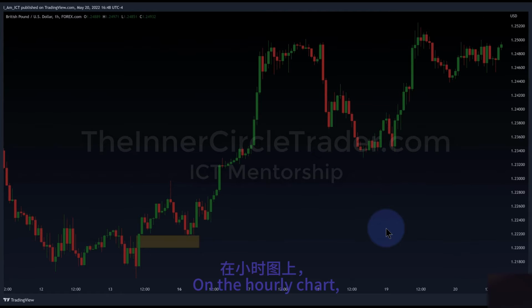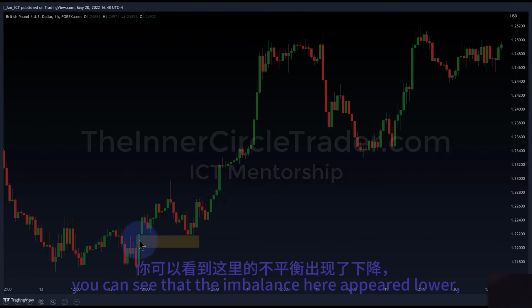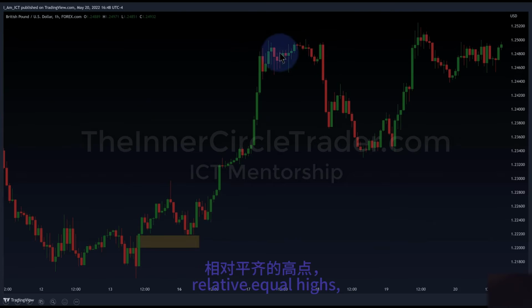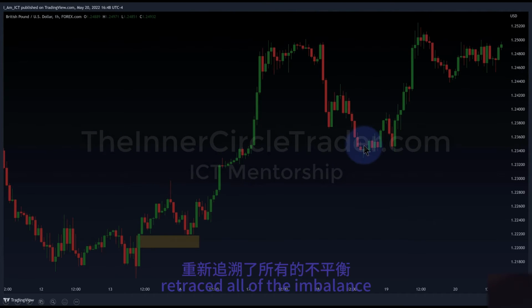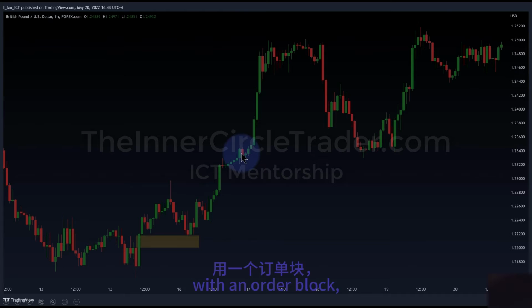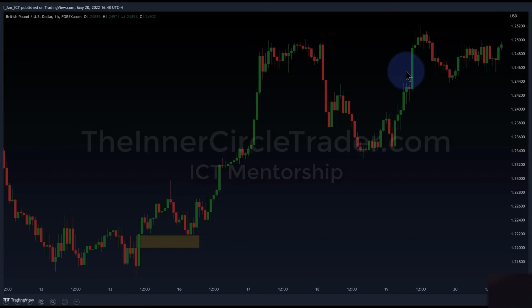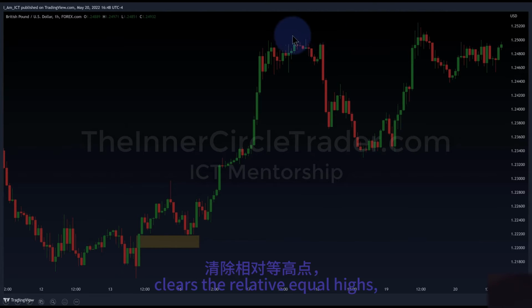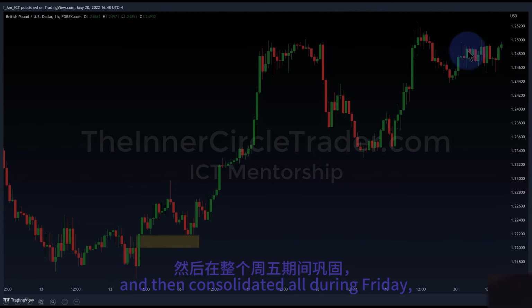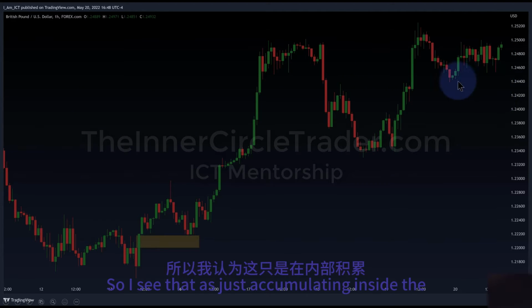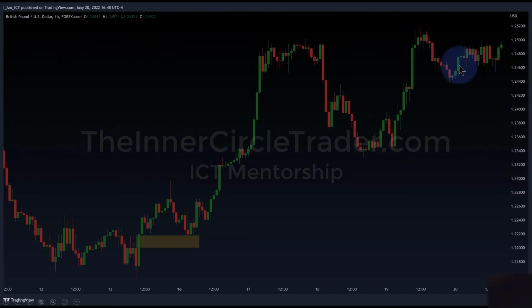On the hourly chart, you can see we had the imbalance here, traded lower, sprung higher from that run, relative equal highs, retraced all the imbalance with an order block, reaccumulated, sent a higher order block, rallies, clears the relative equal highs, and then consolidated all during Friday, but didn't break down. So I see that as just accumulating inside the fair value gap and order block, which is done pretty much all day.